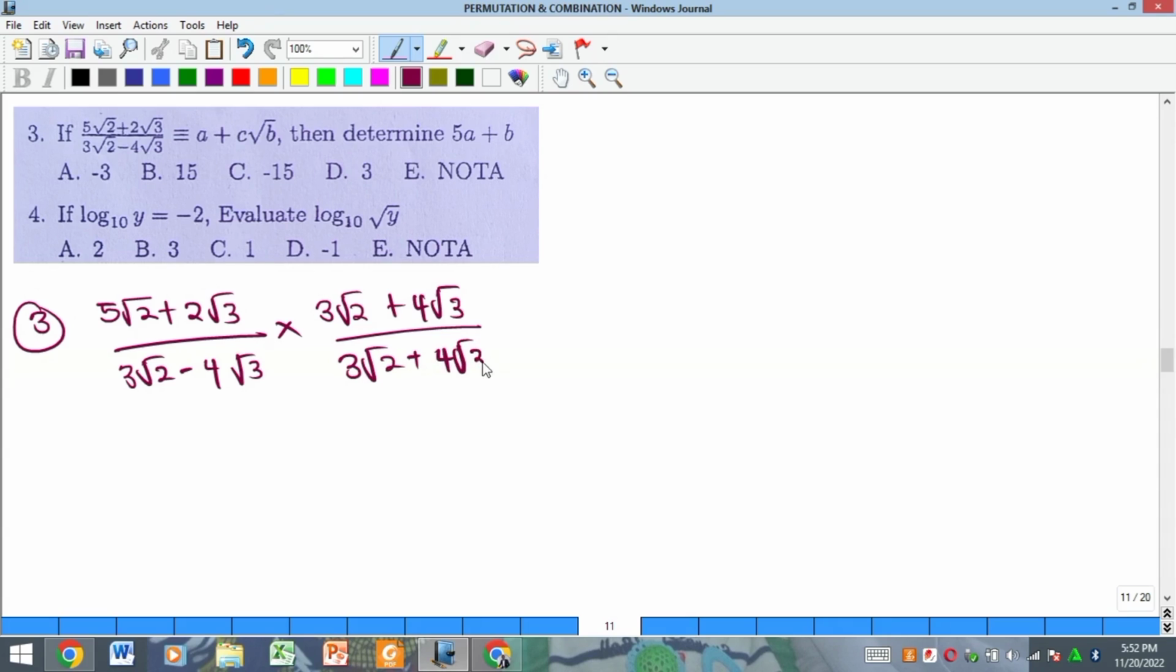Okay, so when you do this multiplication, of course, this will multiply these two, and this will do the same. So 5 root 2 times 3 root 2 will give us 15 times 2. 5 root 2 times this will give us 20 root 6. And we are done with that. So we go to this other one. 2 root 3 times 3 root 2 will give us 6 root 6. And then this times this will now give us 8 times 3.